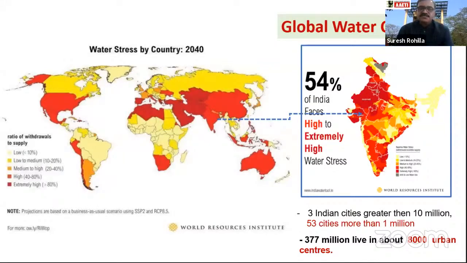Today, water challenges are among the top 5 listed global challenges. Across the world there is water stress, but few countries face extreme water stress, and India is one of them. 54% of India faces high to extremely high water stress, and 377 million people live in urban centers, with more than 50 million-plus cities.